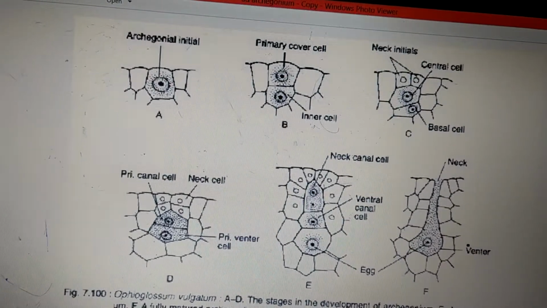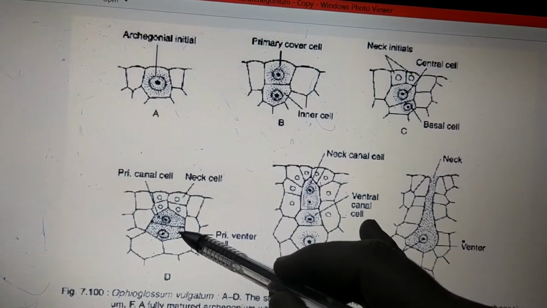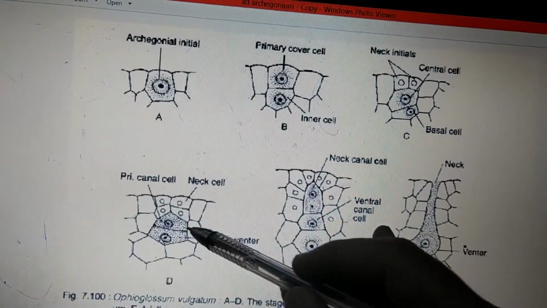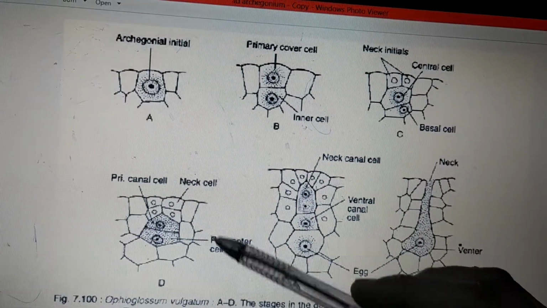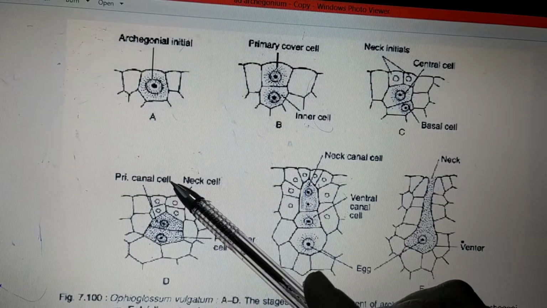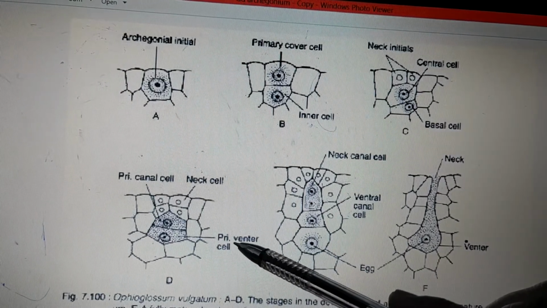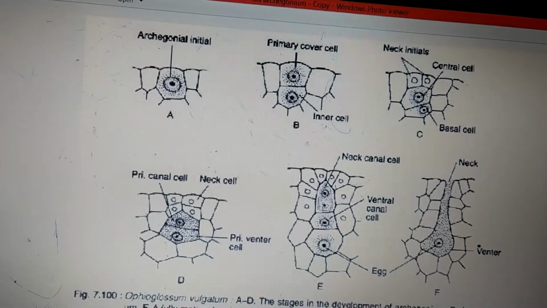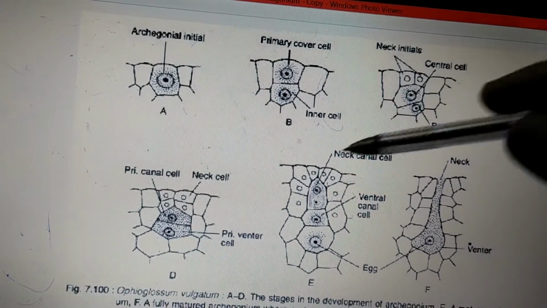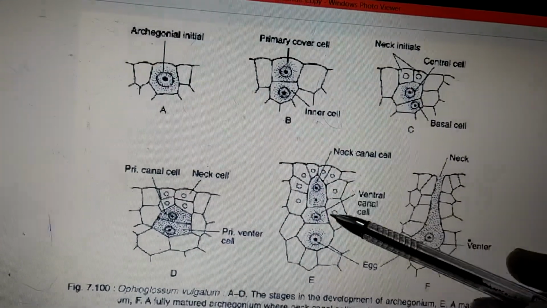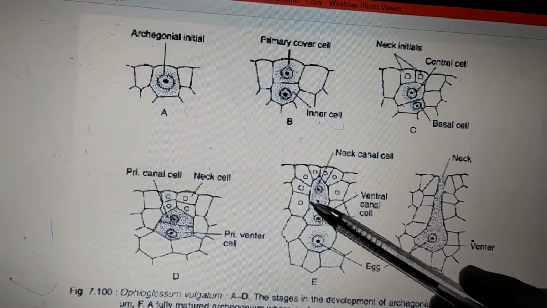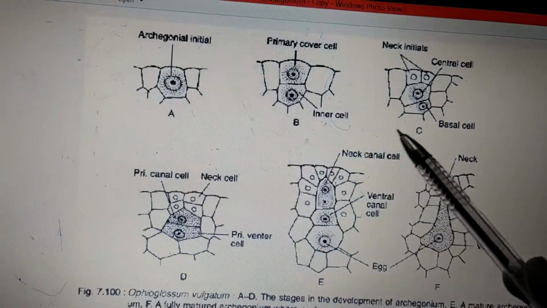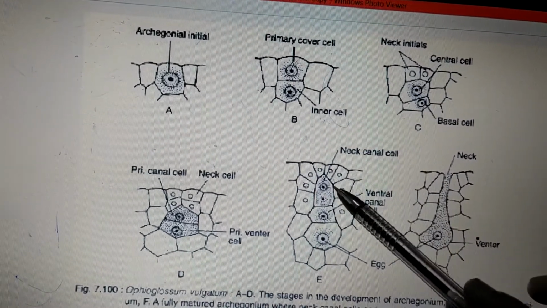This central cell is going to divide transversely, leading to the formation of 2 cells. One will be the primary canal cell and the lower one will be the primary venter cell. This primary canal cell is now going to divide in a manner that it will form 2 nuclei, not 2 cells with a separate cell wall.